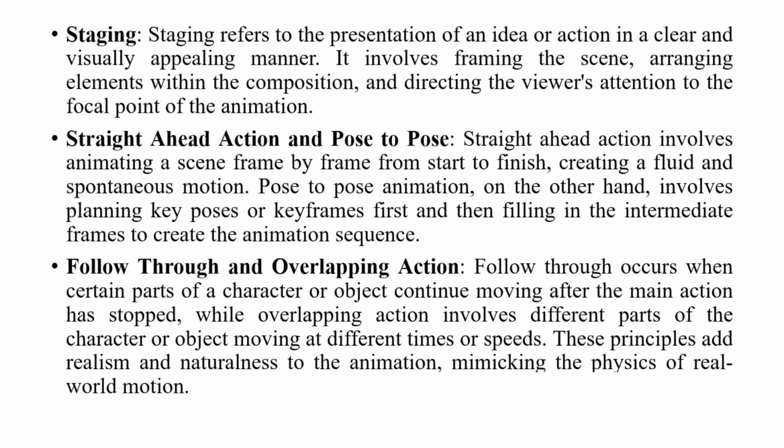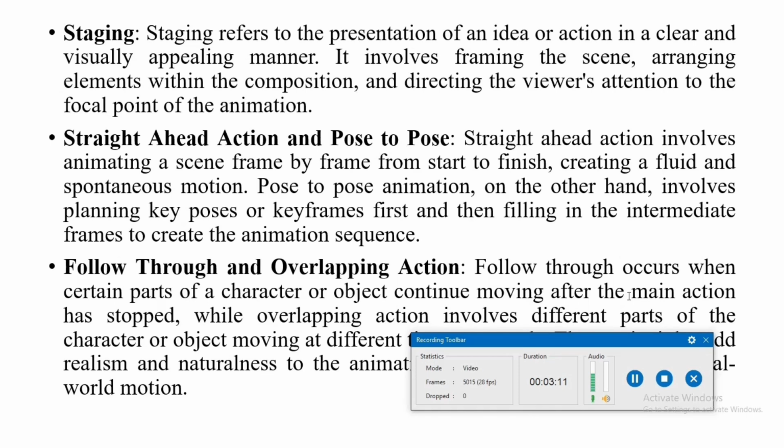The next principle we are using here is staging. We already know that staging refers to the presentation of an idea, straight ahead action and pose to pose. Here the straight ahead action mainly involves animating a scene frame by frame. Each frame, from the starting point to the ending point, creates a straight ahead action, creating fluid and spontaneous motions. Pose to pose animation, on the other hand, involves planning key poses. What are all the poses and key frames we need to consider first, and then filling in the intermediate frames to create the animation sequence. So we have to plan from start to end, what the starting point and ending point are, and also focus on the intermediate points as well.